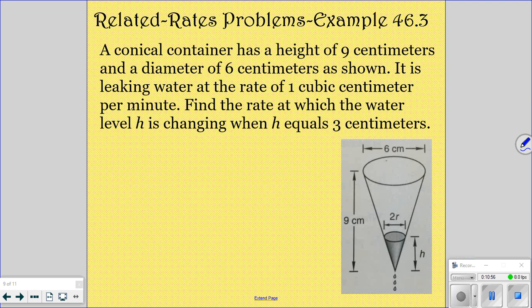Alright, so you're going to start with your volume formula. The reason I know we're starting with volume is they tell us it is leaking water at a rate of 1 cubic centimeter per minute. This is a volume change. So we know if it's leaking water, that means that our volume is changing. So dV over dt, and it's leaking, so it's going down by 1.